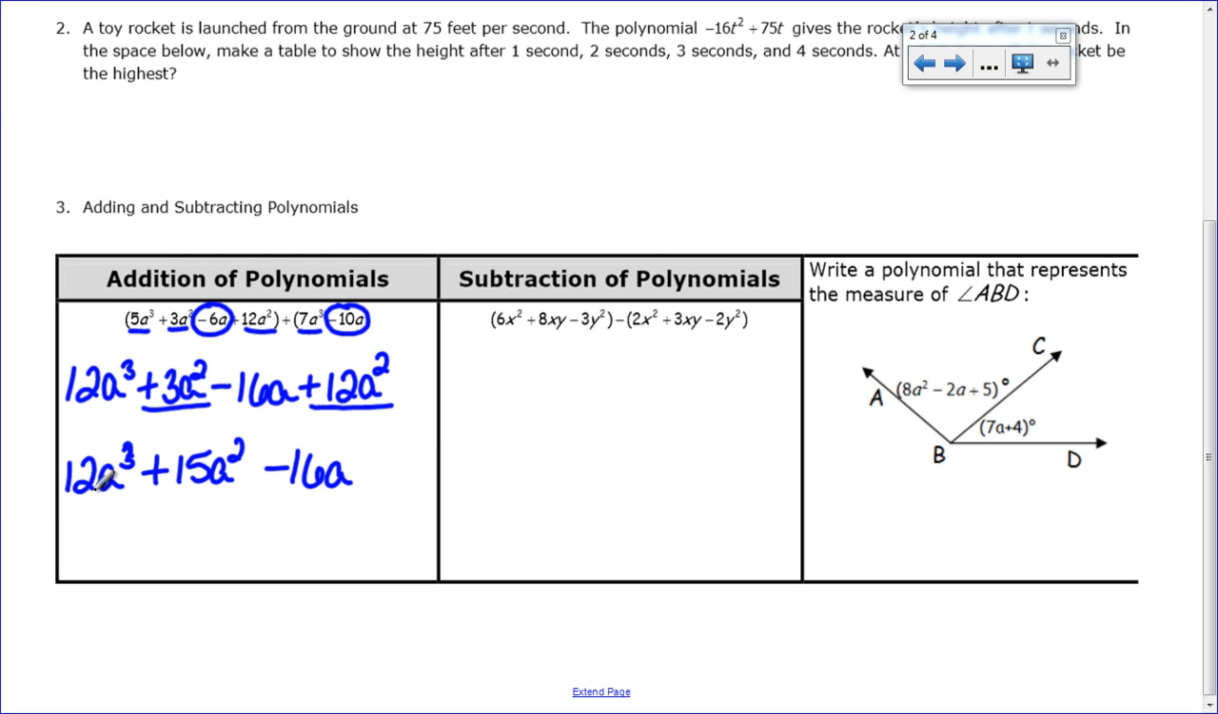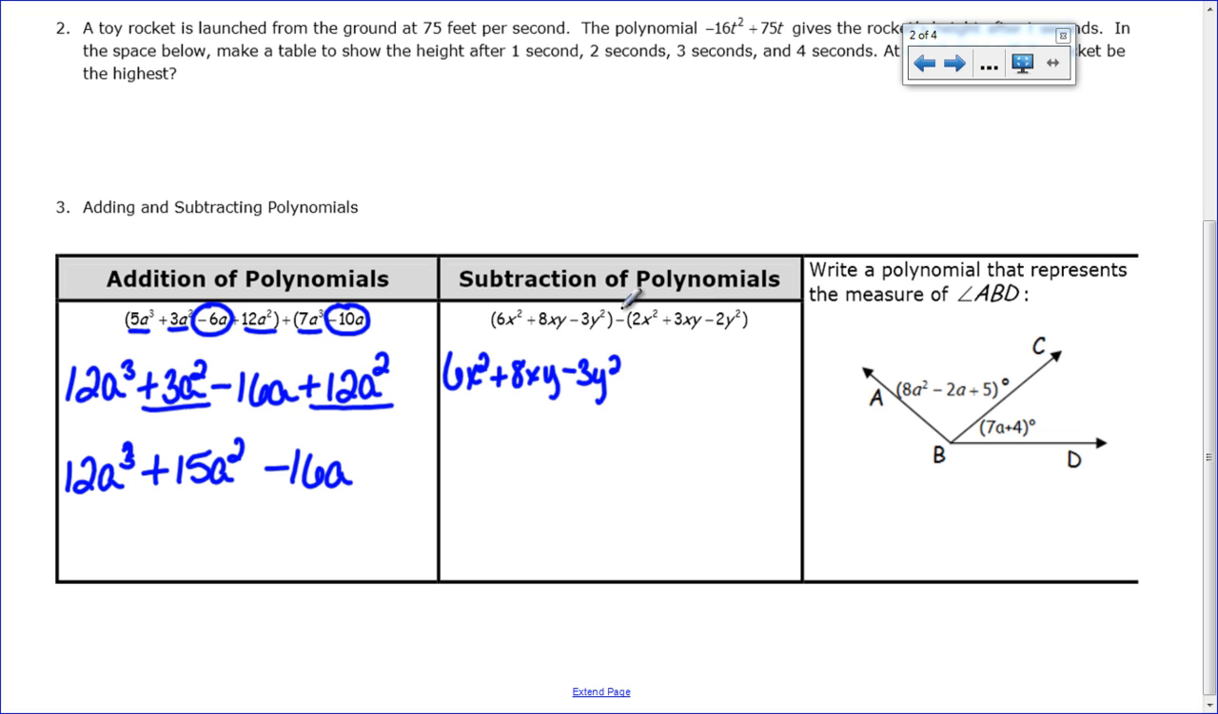This is now simplified. So all I was doing was looking for terms that look alike, that look the same, and I'm combining them. Now you have to be careful when you are dealing with subtraction, because this minus sign right here in between means I have to minus all of these. So the easiest way to do this kind of problem is to take and rewrite it. So I'm going to rewrite this. I'm going to have 6x squared plus 8xy minus 3y squared.